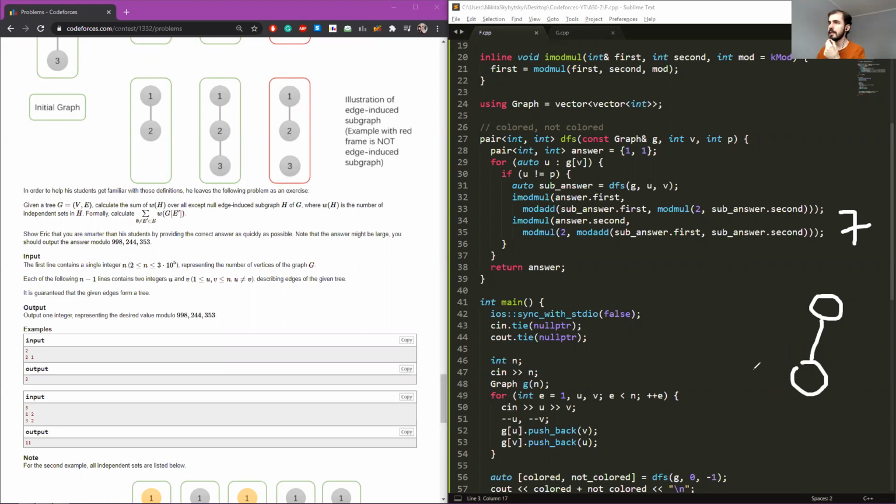Okay, in this case, we have one way to color, one way not to color. And this vertex says, if I want to get colored, and you're colored, then I have one way. If you're not colored, then I have 2 ways. So I have 3 ways. If it is, however, not colored, then it does not count. That's why.